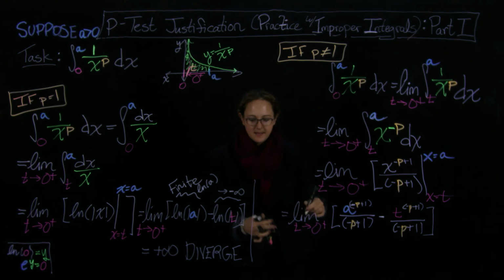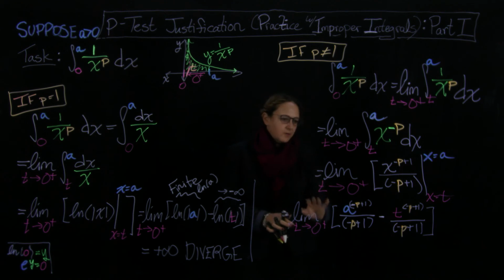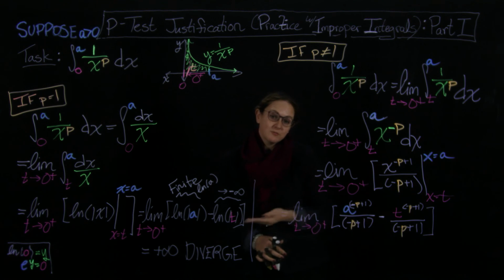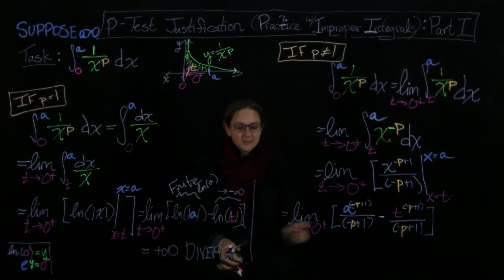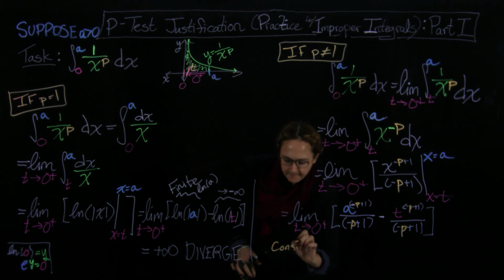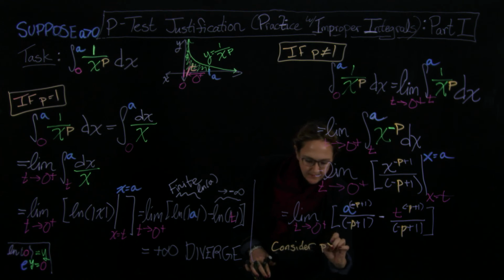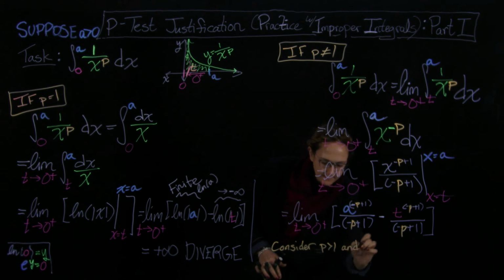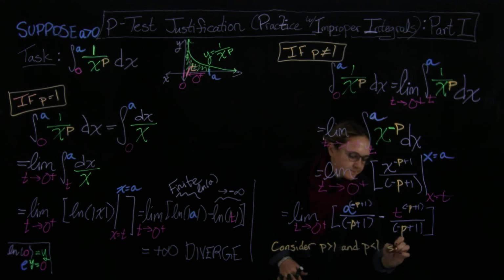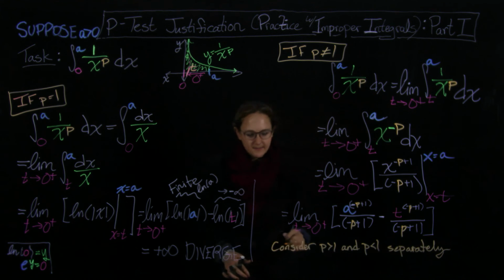Okay, so this is as far as we're going to make it in this video, and then we'll finish in the next one, because now we need to break it into two cases. We're going to need to consider p greater than 1 and p less than 1 separately in the next recording.